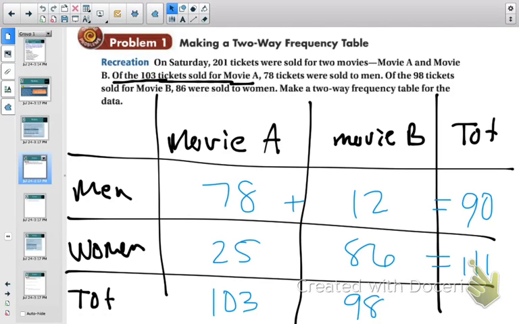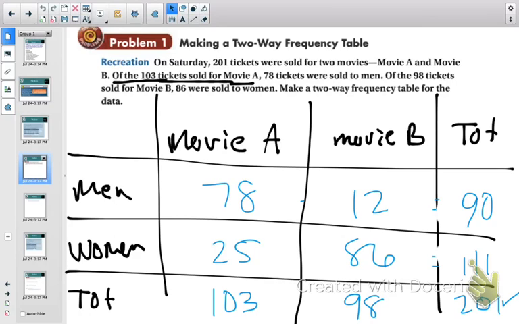90 plus 111 is 201. And I should get the same thing if I do 103 plus 98. And that is 201. So that's a good indication that we've done our table correctly. Okay, so that's what your two-way frequency table should look like. You don't really need all these pluses and equal signs here, but it should look like that.